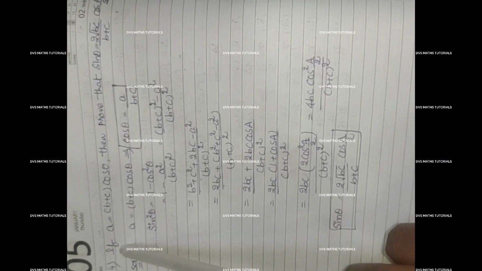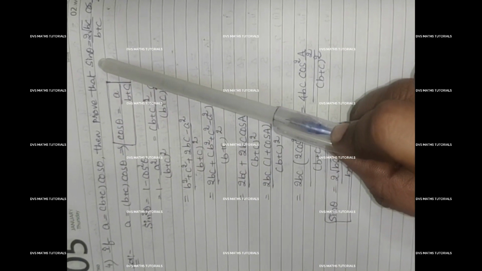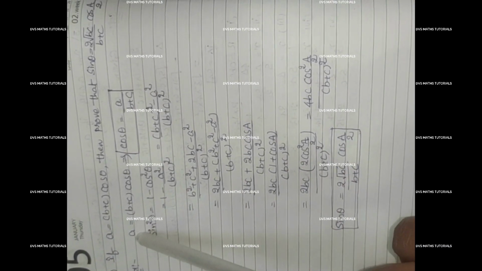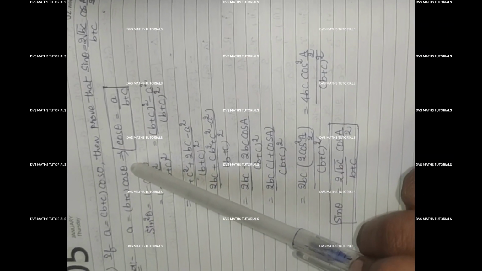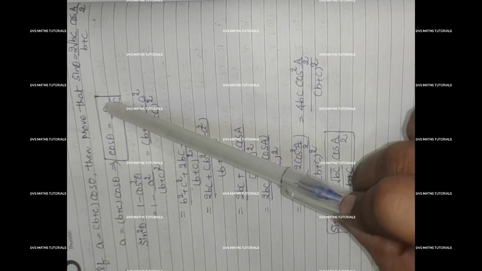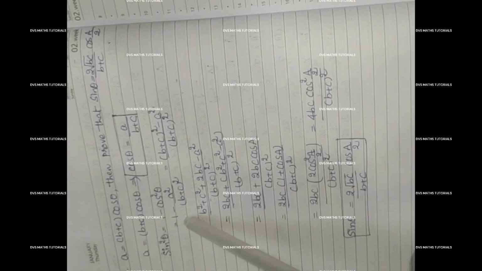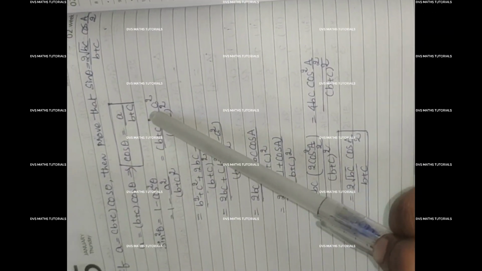Next problem. If a is equal to (b + c) cos θ, then prove that sin θ is equal to 2√(bc)/(b + c) into cos(A/2). a is equal to (b + c) cos θ is given, so cos θ equals a/(b + c). And we know that sin²θ is equal to 1 minus cos²θ, which is 1 minus, what is cos θ? a/(b + c).